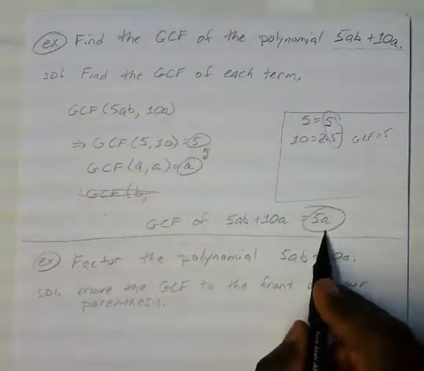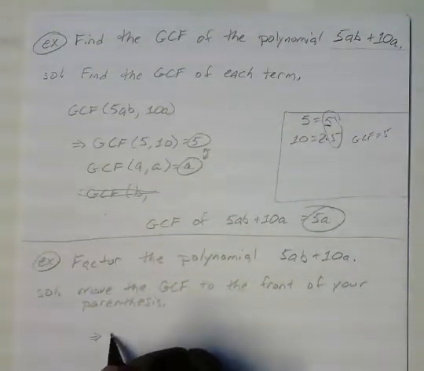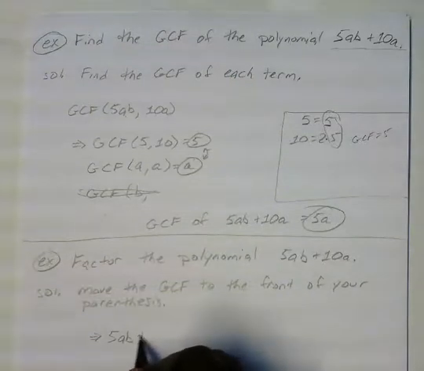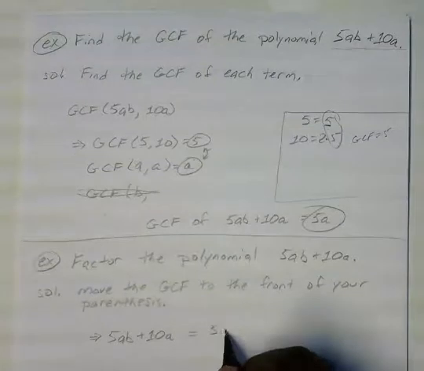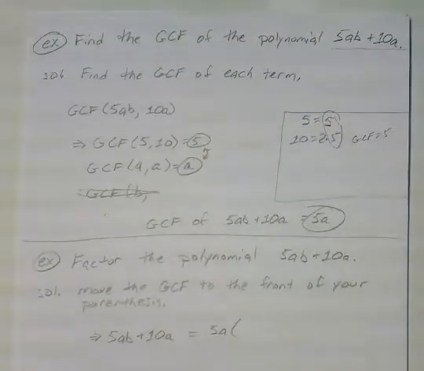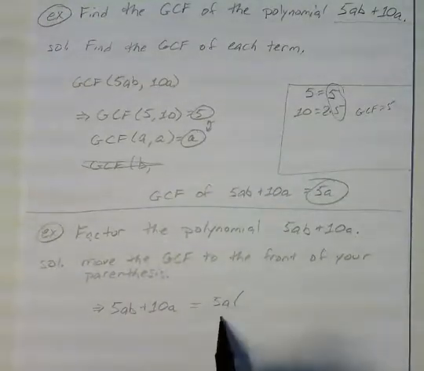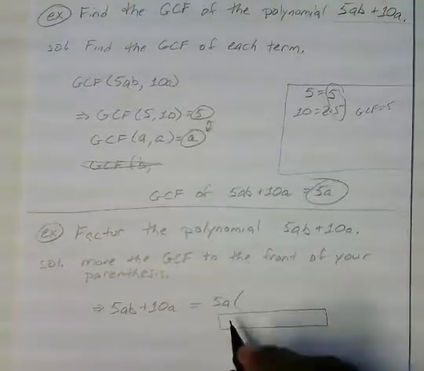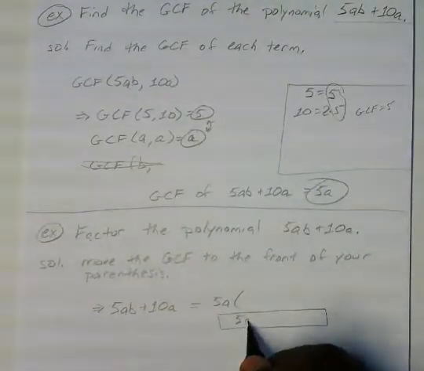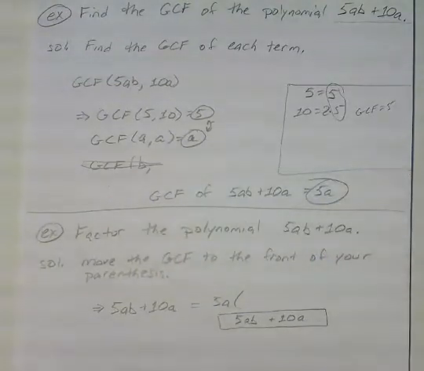Okay, so that means your greatest common factor, so we have 5ab plus 10a is going to equal 5a. And what you want to do is, and this is just a little bit of a hint, right underneath it, write your original. So you have 5ab plus 10a. And you have your 5a up front.